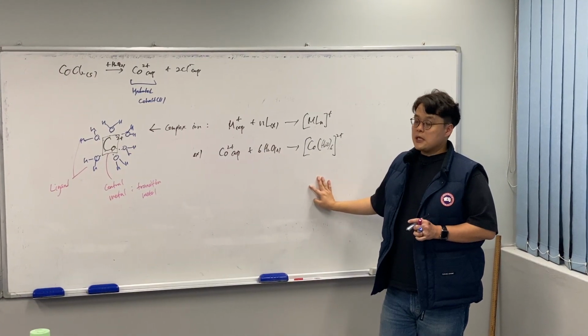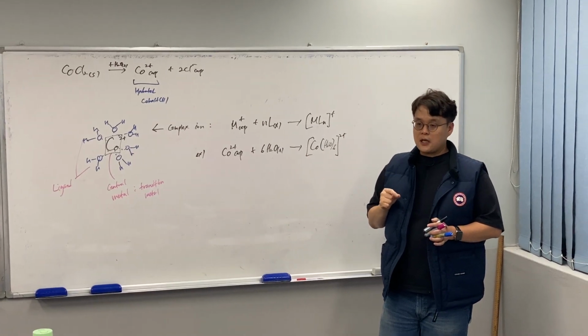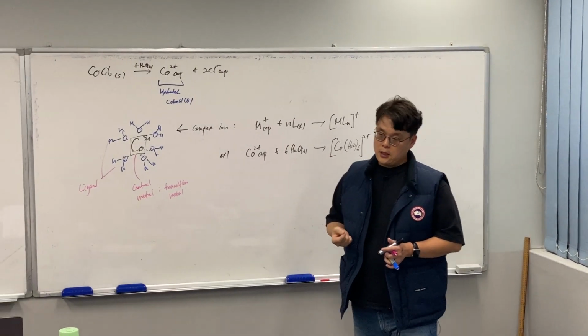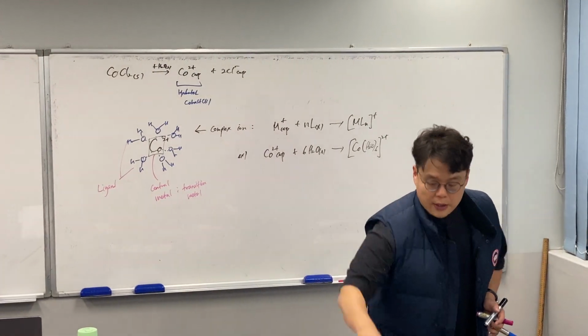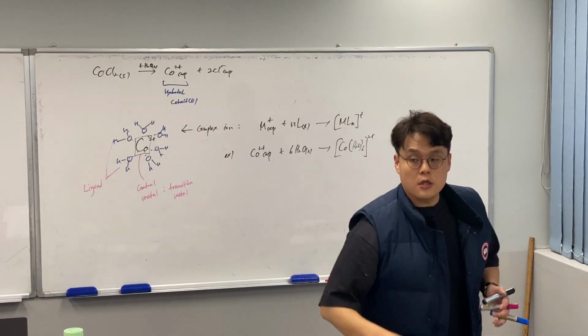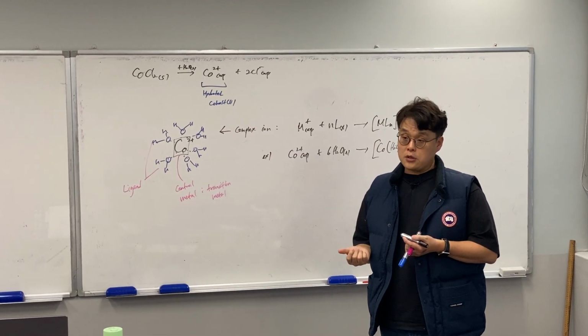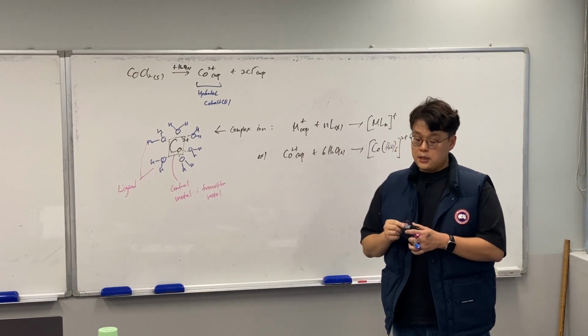And as you can see, the cobalt has a very specific, clear and distinctive color, which is showing the color of reddish purple. Which means whenever you have colored solutions, they're more likely forming the complex ion structures. Another example is iron.